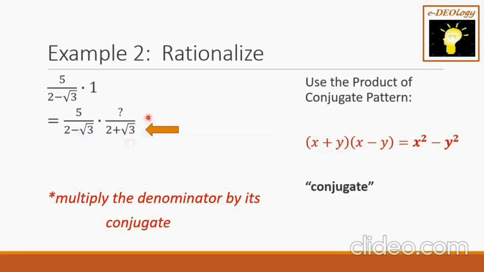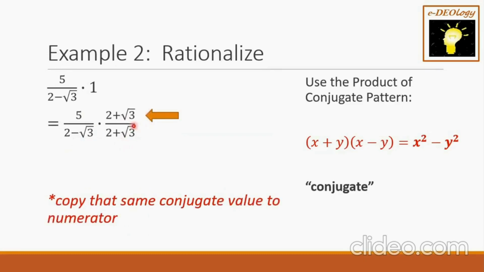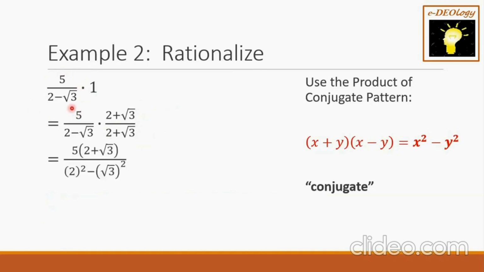The next is the numerator. We'll just simply copy the conjugate value. So when this numerator and denominator are equal, this value is equal to 1, so it's not changing the value of our original fraction. The next is, we're going to multiply now numerator by numerator, denominator by denominator. In the numerator, the number 5 is multiplied to the binomial. We'll just put them together: 5 times the quantity 2 plus the square root of 3.